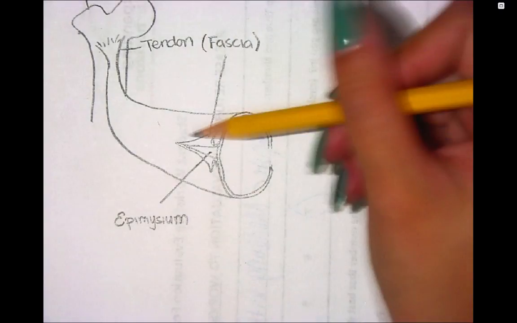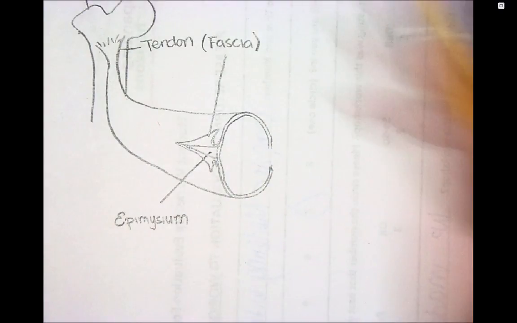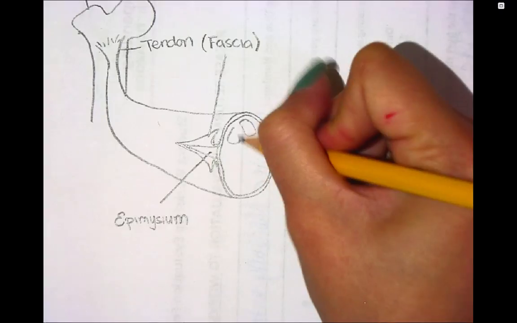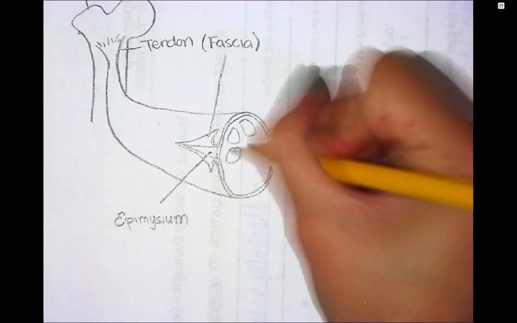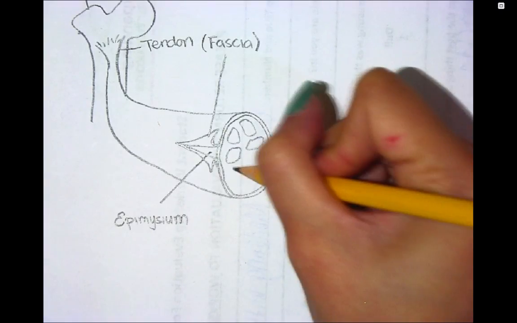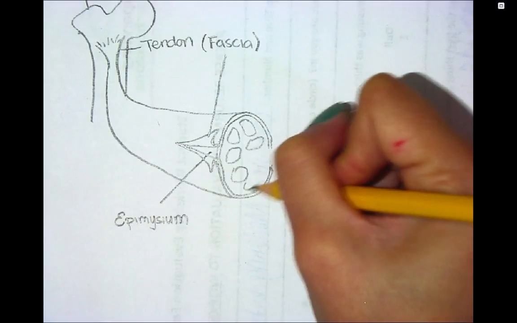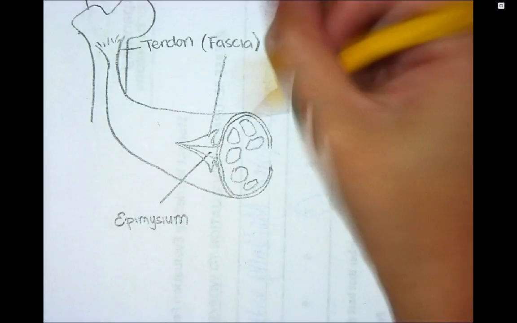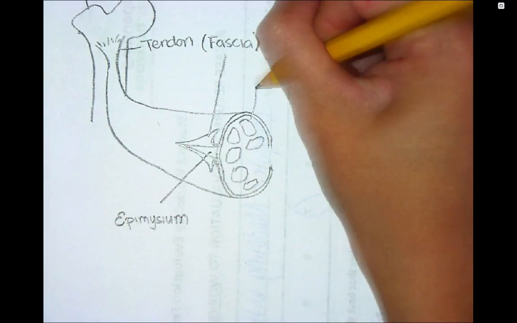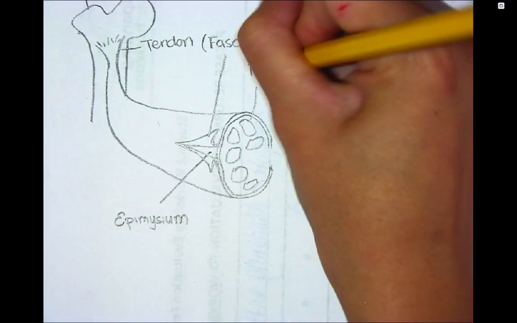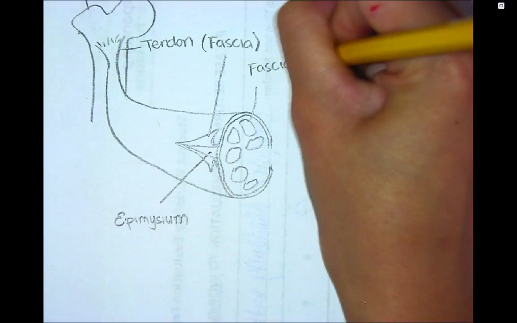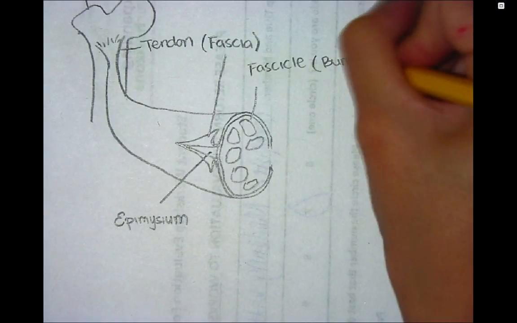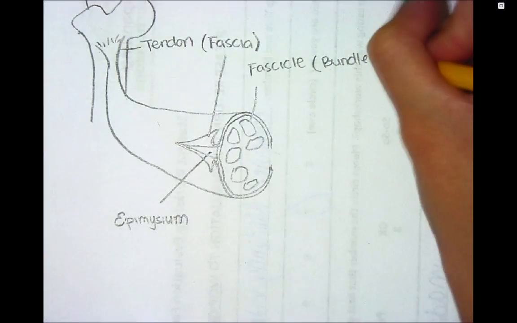In the muscle itself, you're actually going to have a lot of these bundles called fascicles. I'm going to label that fascicle. And a fascicle is essentially a bundle of muscle fibers.